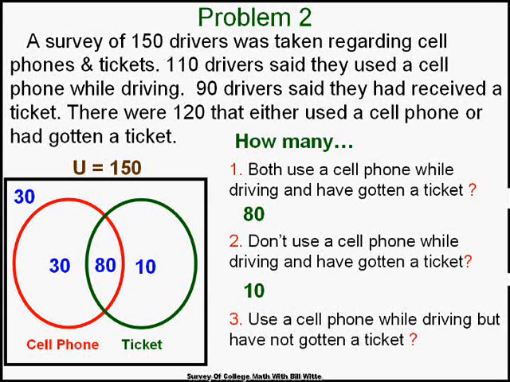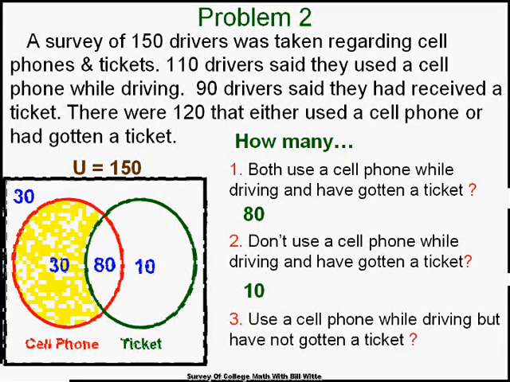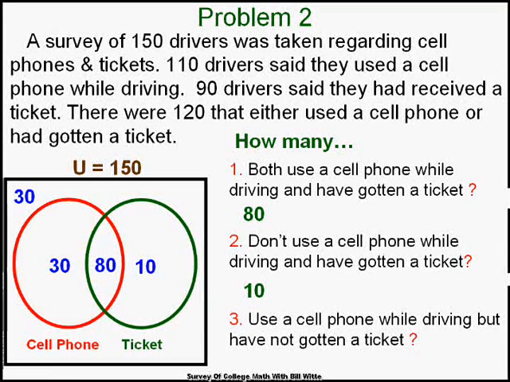How many use a cell phone while driving but have not gotten a ticket? They've taken the risk with a cell phone but have not gotten a ticket. 30. I'm running out of compliments here, actually. And that's very useful information. I hope you figured out that it's probably not the smartest thing to do if you don't want to get a ticket, to be driving around with a cell phone. But hopefully you get the idea how we pulled the data out of this survey using a Venn diagram and the inclusion-exclusion principle.